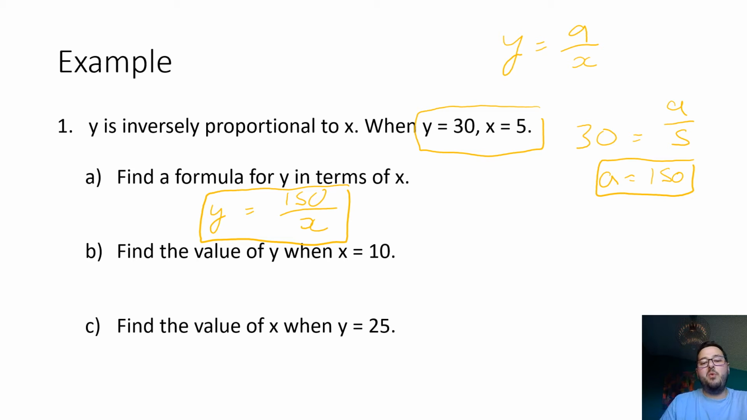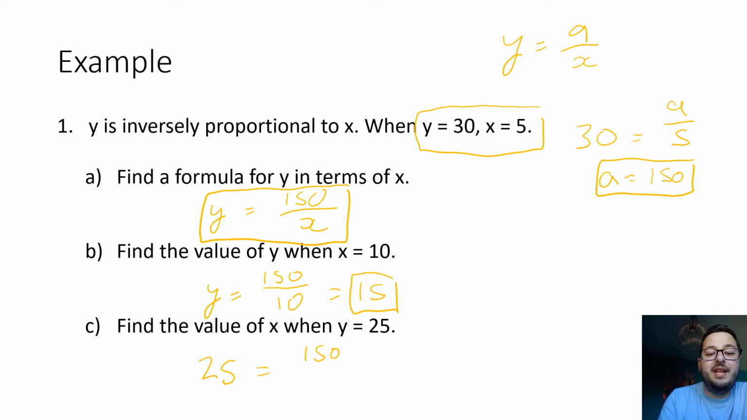Part B says find the value of y when x is 10. So now we've got our formula, we can just shove in x is 10. So y is going to be 150 divided by 10, and 150 divided by 10 is 15. Then part C says find the value of x when y is 25. So we've got that 25 is equal to 150 divided by something. Okay, well basically we can figure out how many 25s go into 150, and it is 6. So 25 is 150 divided by 6. So x is 6. All right.